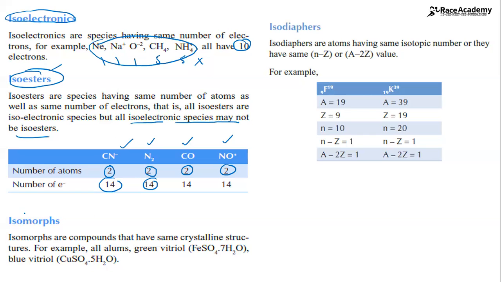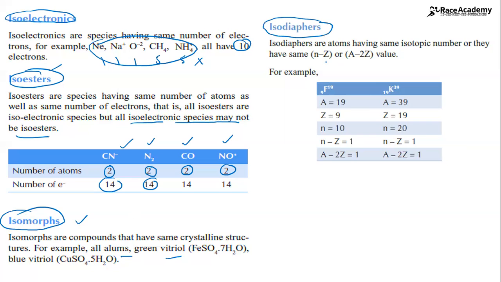Moving on to isomorphs. One more important thing is called isomorphs. These also come under atoms only. Isomorphs are compounds that have the same crystalline structure. So here, it is a structural elucidation basis. This is not one atom. This is a compound, alum, green vitriol. The number of water molecules may be different in the crystal, but the structure is similar. That's why we call them isomorphs. This is again discussed in solid state chemistry. We have done it.